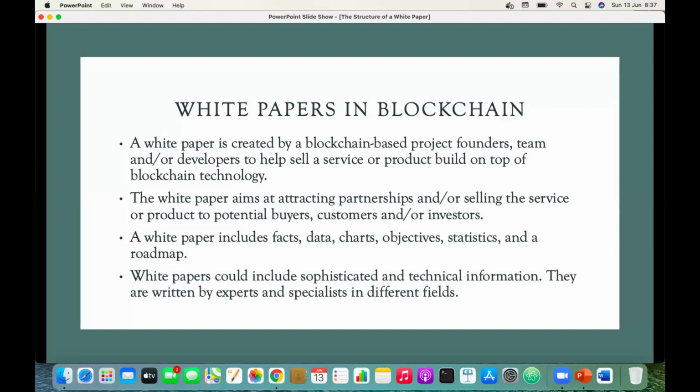Now, white papers in blockchain, they are the same as the business ones, all right? But they are created, of course, by blockchain-based project founders, the team working with the founders, the developers. Now, some people might say it's created only by the founders. I tend to disagree. It's created by the whole team.